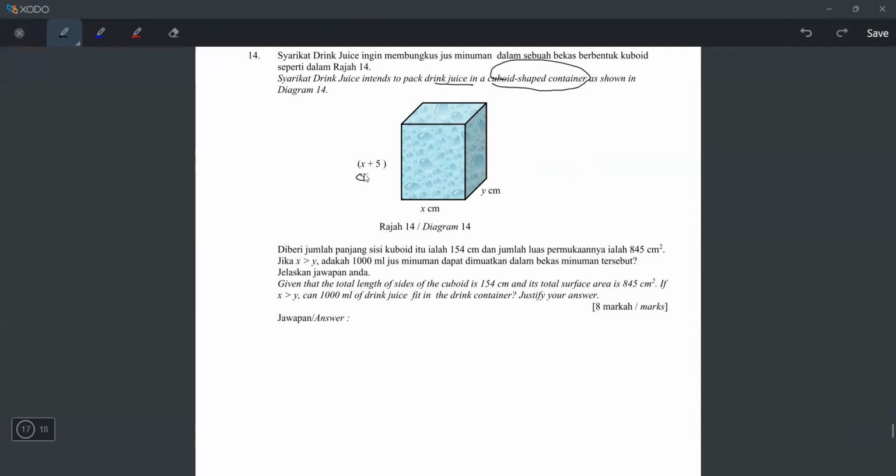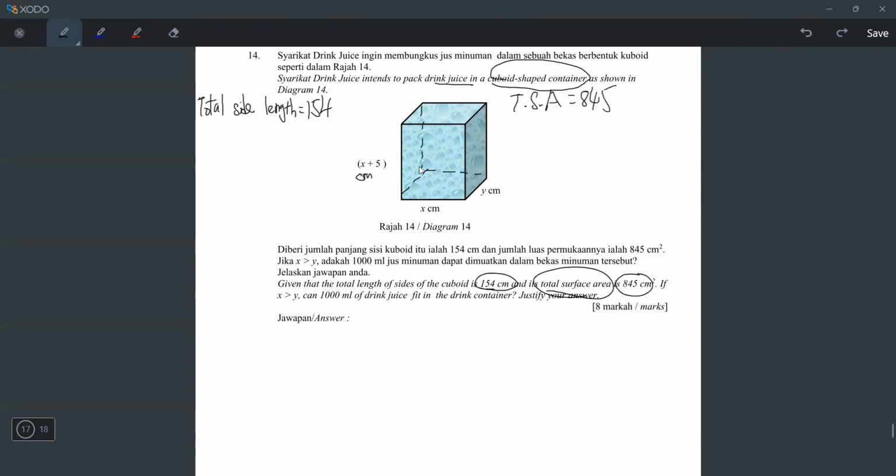So we have the length here, in centimeters. Given that the total length of the cuboid is 154, I should write this down, right? Total side length equals 154. By the way, how many sides does a cuboid have? It has 12. 1, 2, 3, 4, 5, 6, 7, 8, 9, 10, 11, 12. I hope you know that. So all the 12 sides add together, you get 154. And then the total surface area, TSA, is 845.